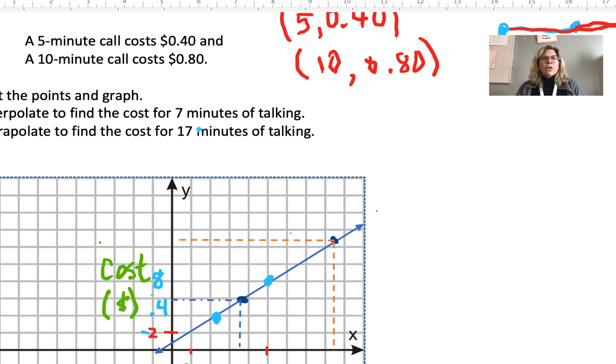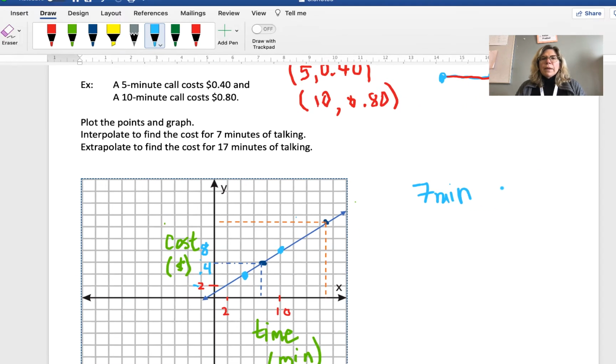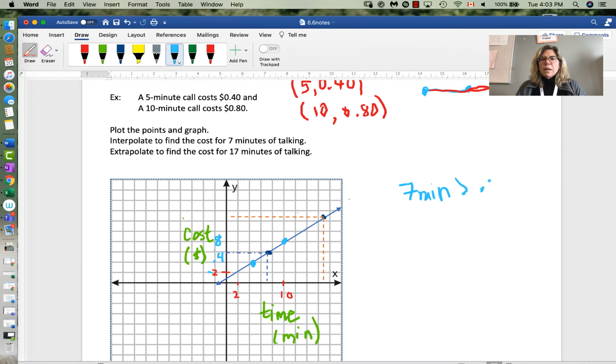But since I can draw a line through these 2 points, the first question it asks is find the cost for 7 minutes of talking. Well, all I have to do is go back down here to 7, and the cost for 7 minutes of talking, 2, 4, 6. It's 6. No, it's 8. No, it's 6. So for 7 minutes of talking, it's 60 cents.